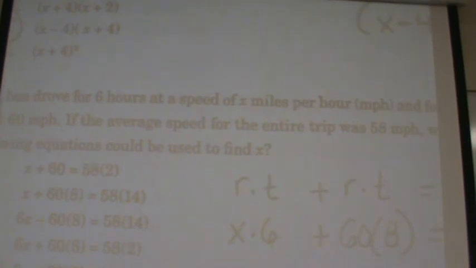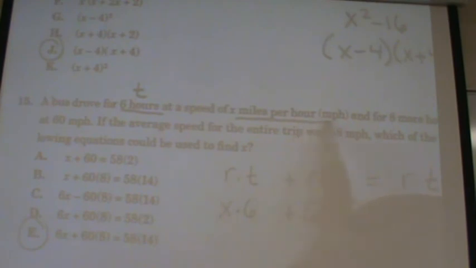And the last one. This one was one of the harder ones too. It says, a bus drove for 6 hours. Remember, rate times time is distance. So if a bus drove for 6 hours, that's your time. And we don't know how fast. That's your rate, x. So 6x.